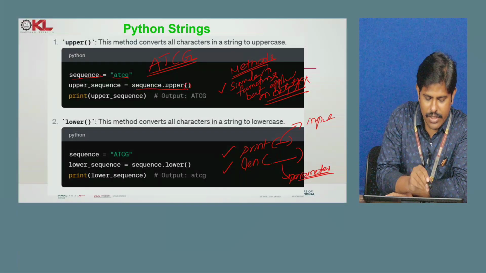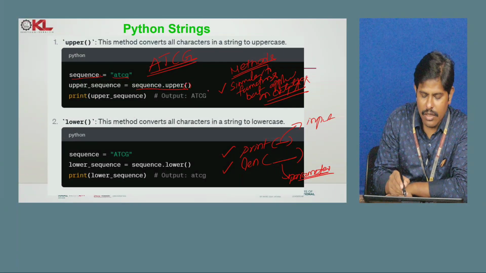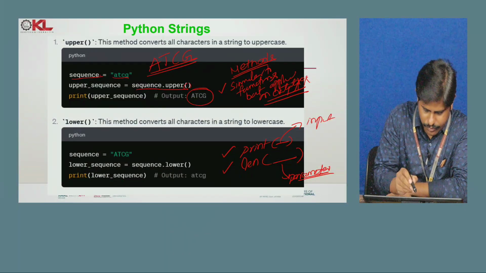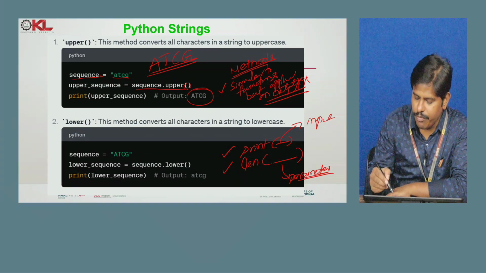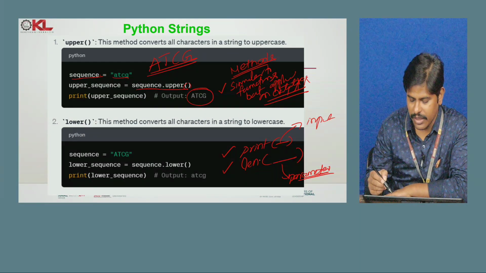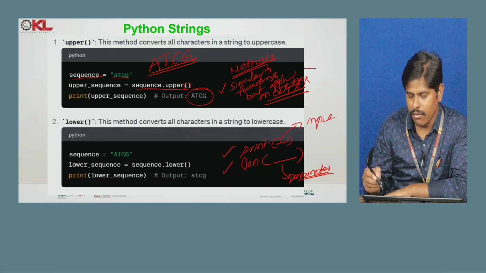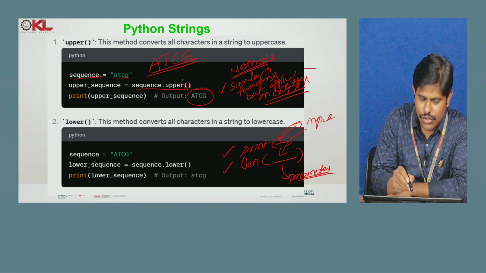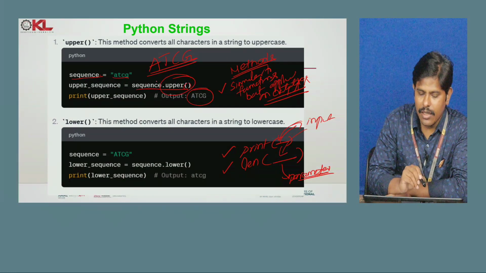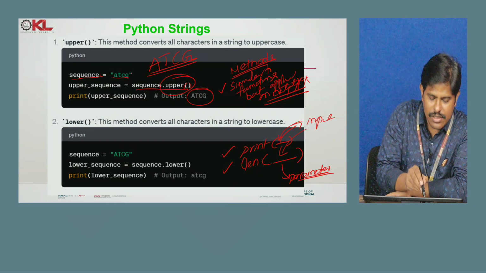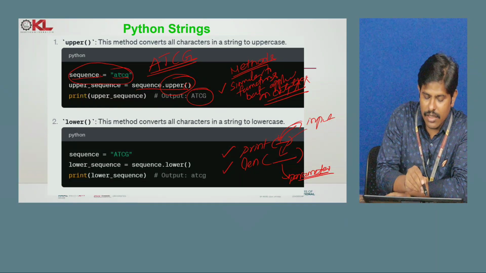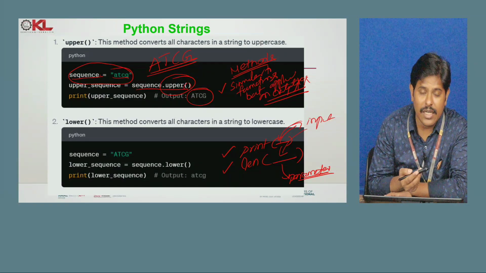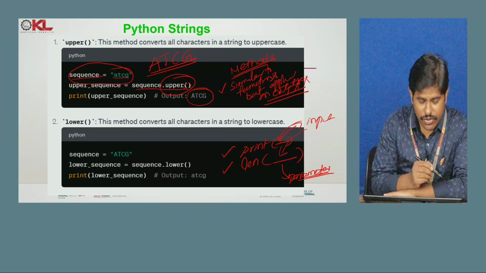When it is assigned to upper sequence and you print upper sequence, ATCG will be printed on the screen here. In this case, dot upper is similar to the print and length functions. Print and length will work for whatever data you give, whereas dot upper is called a method. It is only applicable to sequence data or string data, that is ATCG in this case. So methods are applicable to specific data types, whereas functions are general to everything.